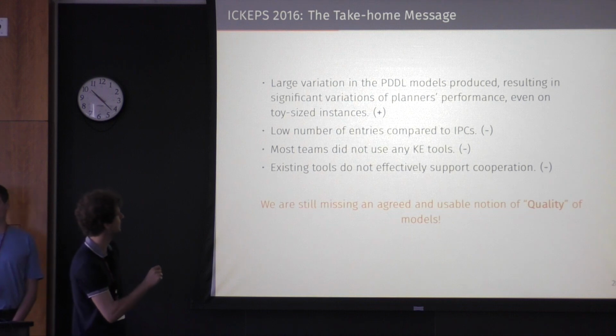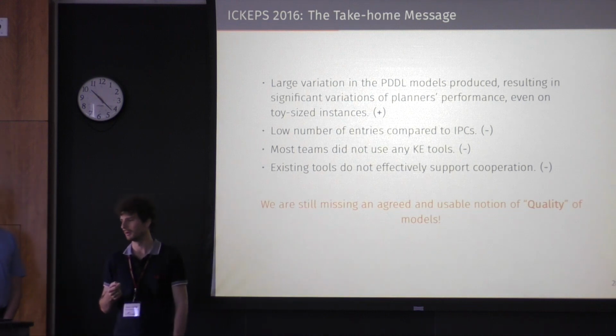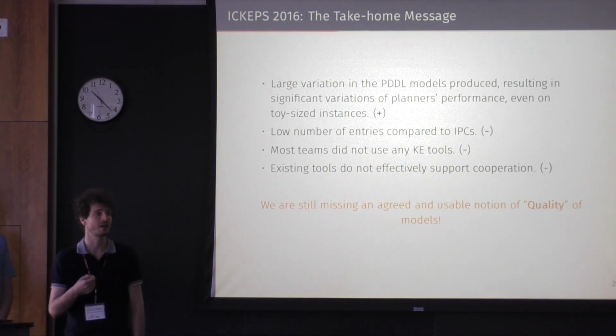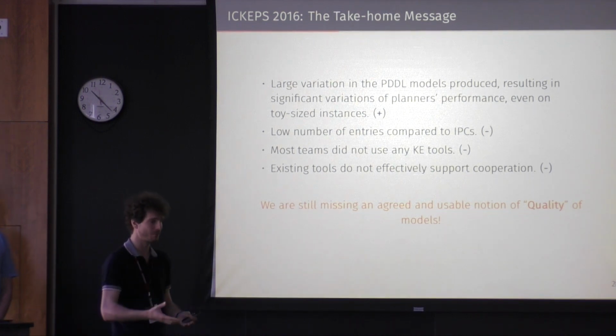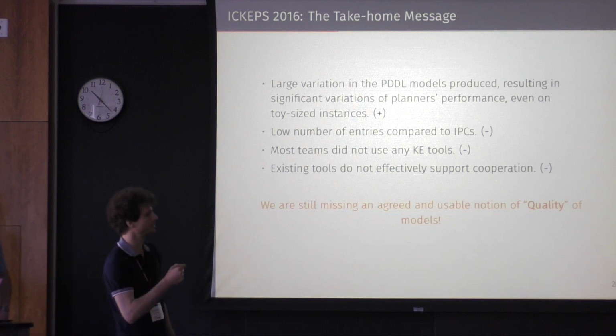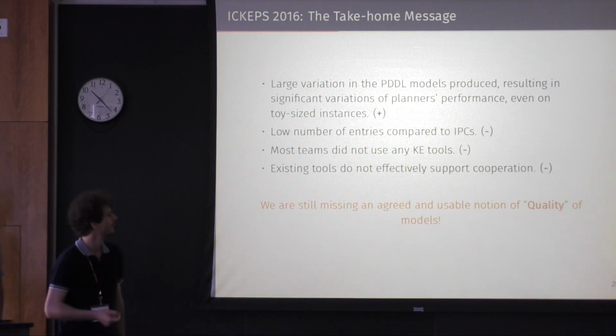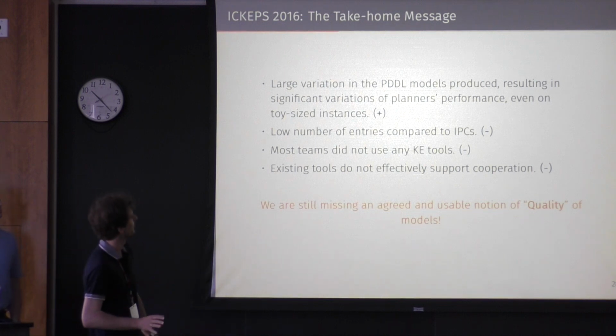But this variation was also distinguishable, or evident, on toy-sized instances. So the way in which the model is encoded can make a huge difference also on problems which can be solved in 1 second or so. And that was the plus, and we were very happy with that.